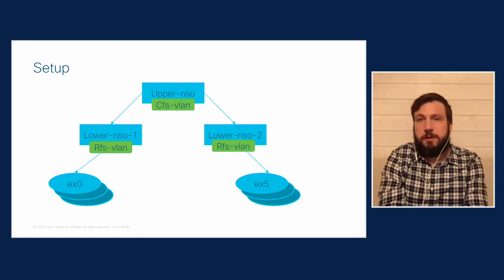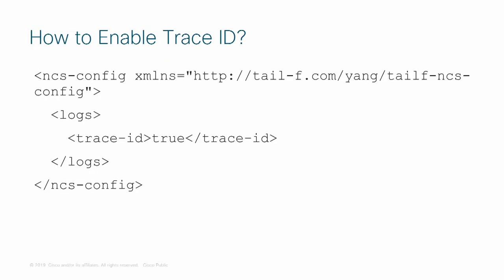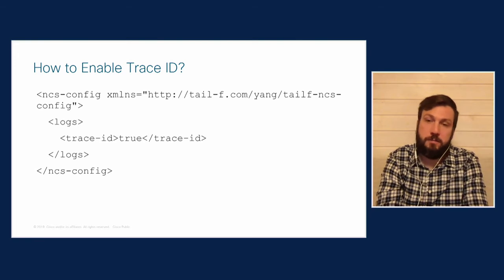But first things first, how do we enable Trace ID? The short answer to that is that you don't need to, because this feature is enabled by default as of NSO 5.5. But the way to control it is in the ncs.conf file, where there's a new parameter under logs called Trace ID. This is default set to true, so if you want to disable it, you set it to false. And this is one global setting that turns this feature on or off. So you don't do this per log, you do this for the system. And if you enable it, all logs that support it will have it included in its headers.